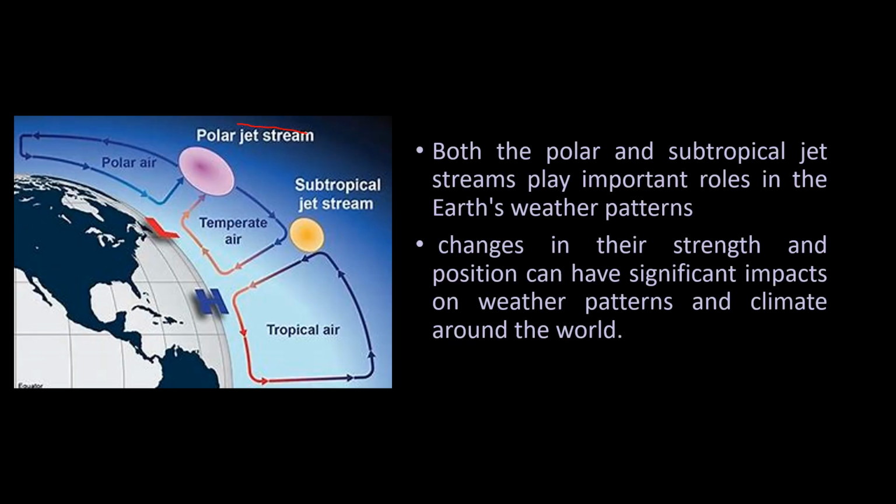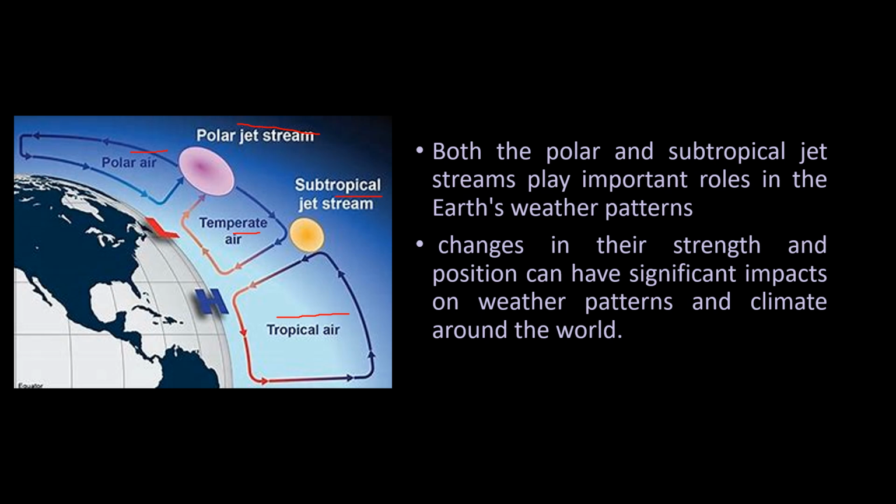It is the picture of the polar jet stream and subtropical jet stream. Here polar air, here temperate air, here tropical air. It is the high altitude flow of air. That is, the streams are at high altitude. It can be seen in the upper troposphere, between the troposphere and stratosphere. So it is the upper air circulation.